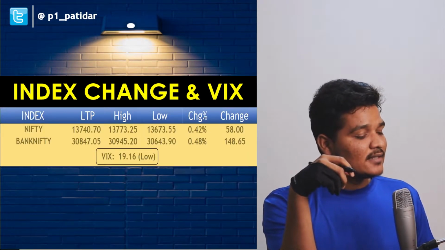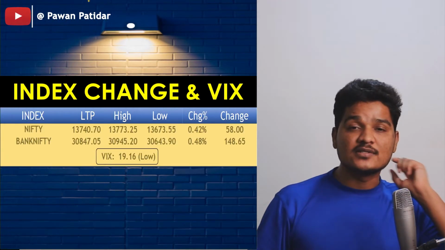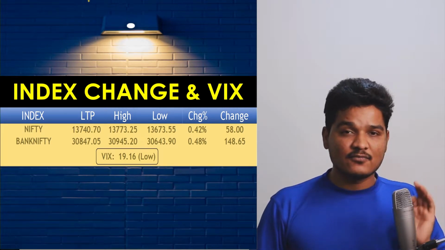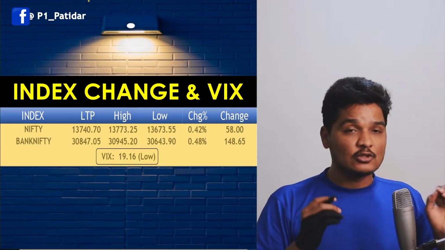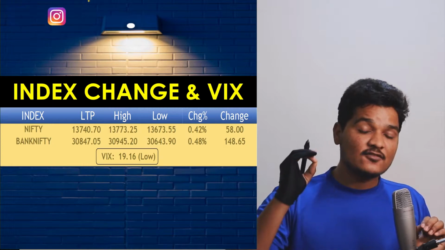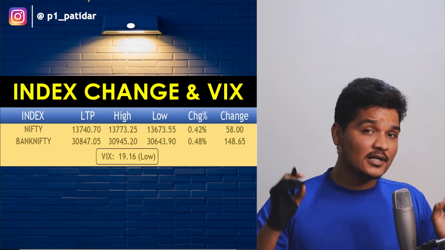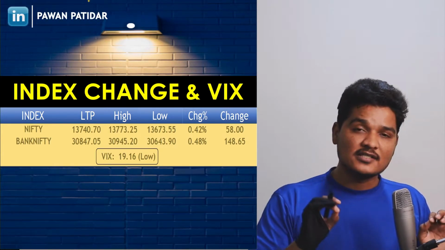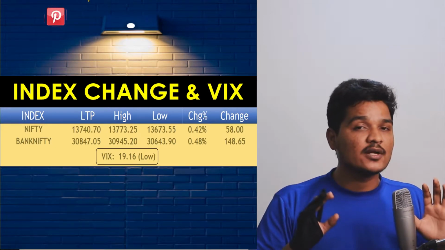If you see here, VIX is 19.16. If VIX is less than 25, it means it is low VIX, means there is less fear in the market, means less volatility in the market. In that case, you can sell options and make money without any major losses.